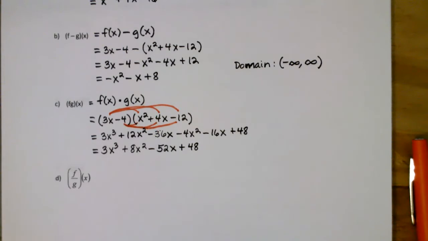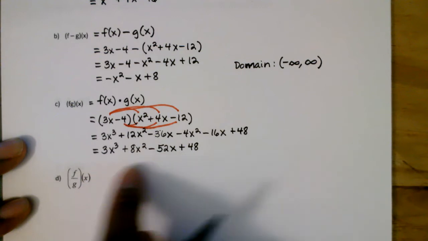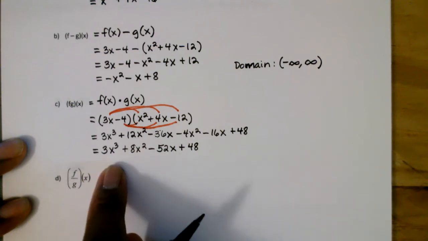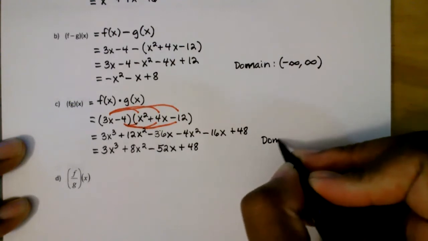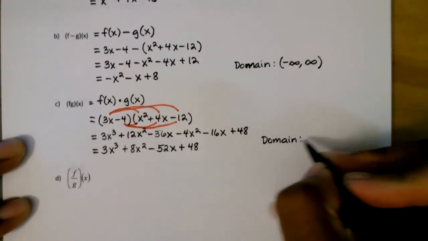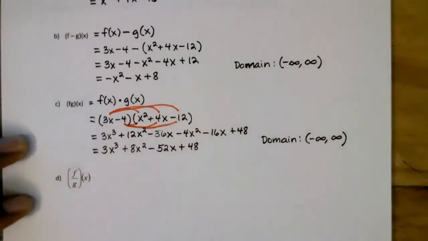So the product of f and g of x will end up being 3x cubed plus 8x squared minus 52x plus 48. And again, we ended up with a polynomial function here for the product of f and g of x. That means its domain in interval notation would be negative infinity to infinity.